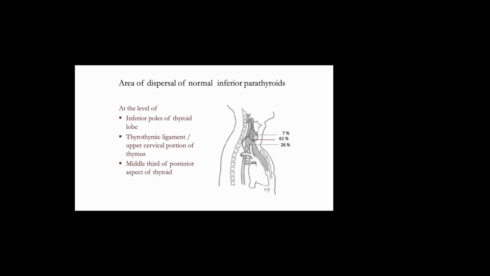So you expect inferior parathyroids to be normally present around these areas. What are those areas? The inferior poles of the thyroid lobe and the thyrothymic ligament. Sometimes between the thyroid and the thymus, there is some sort of a ligamentous, fibrous structure. When we are doing central compartment neck node dissection, we all must have noticed this. There could be parathyroid tissue in this tract, or it could even be in the superior pole of the thymus.